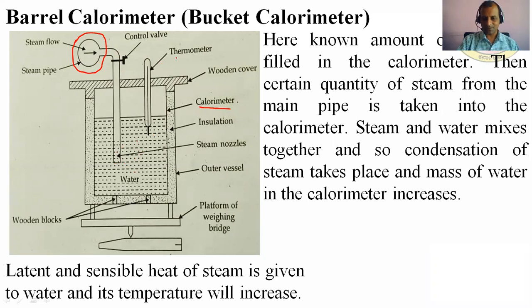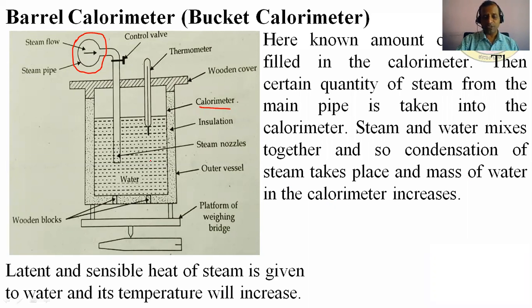temperature increases, right? So because of that, he is saying steam and water mix together, and so condensation of the steam takes place and mass of water in the calorimeter increases. Not only the temperature, even the mass is also increased in the calorimeter. Mass kuda ille enagutte increase agutte. So that he wanted to tell you.